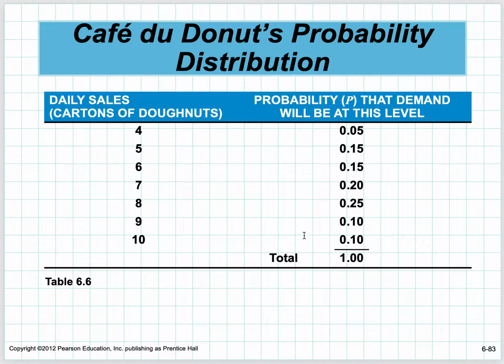So here's some history that they've kept. When I buy 4 cartons, the probability that demand will be at this level is 5%. At 5 cartons, the demand probability is 15%, 6, 15%, 7, 20%, 8, 25%, and then at 9 and 10, the probability is 10%. So we have this discrete distribution that adds up to 1.